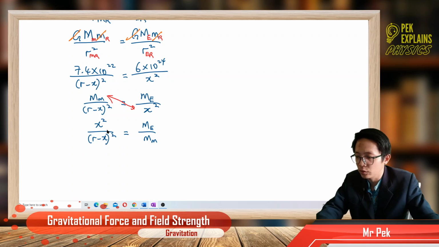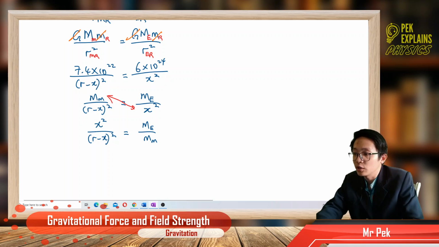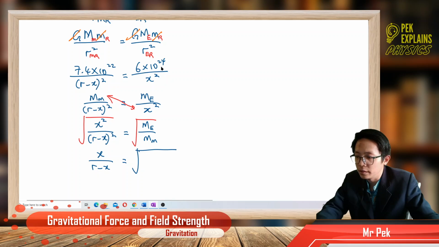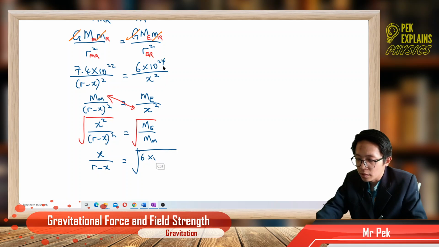Why do we put all the squares on one side? Because we want to square root both sides, so the square is gone. And now only we substitute the value. The mass of Earth is 6 exponent 24 over mass of Moon, which is 7.4 exponent 22.